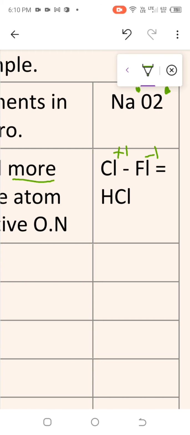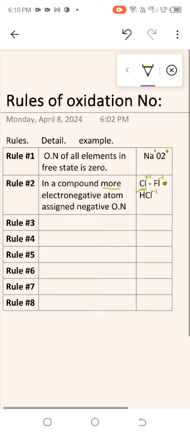However, this is another example, HCl. So here you can see with hydrogen, the chlorine is more electronegative, -1. Hydrogen is electropositive, so it will be +1. Okay. So yeah, I hope it is clear.